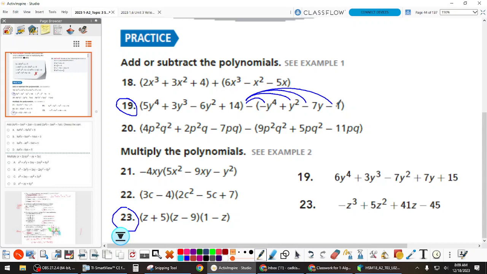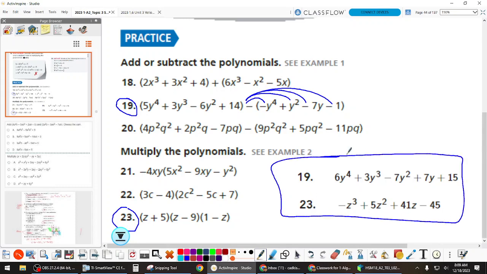These two over here are the two answers for you. In terms of multiplication, make sure that you multiply two at a time. So I would do the first two or second two, whatever you want to do, and then bring down the other ones to multiply afterwards. Okay? So go ahead and check your answers with the ones in the blue box. And if you'd like to do one, let me know.